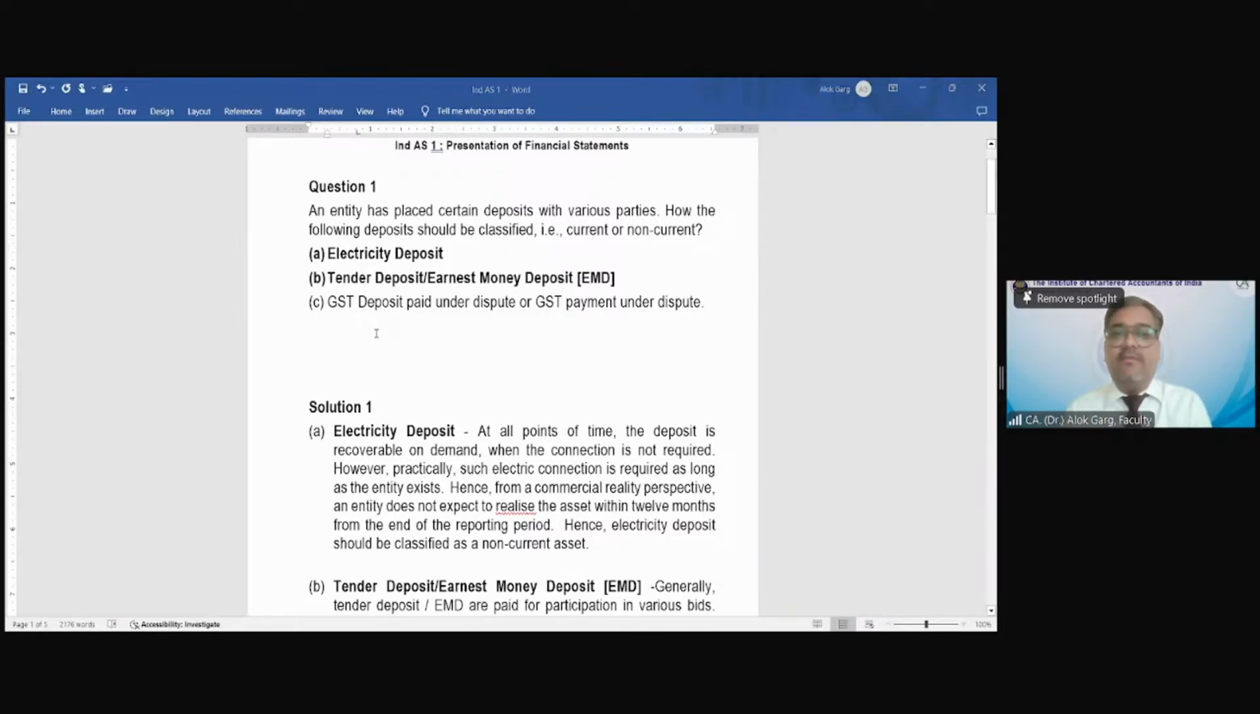Friends, whether this GST deposit has to be classified as current or non-current. What is your answer? The GST deposit has to be classified as current or non-current. Are you not able to write on the chat box?